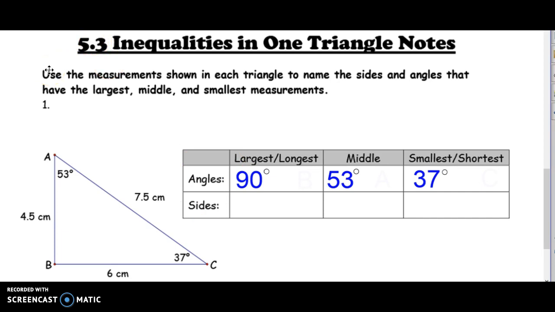Did you put them in this order? Or instead of using the degrees, did you put in the letters? I'm actually going to be more interested in these letters, and in just a little bit you'll see why. It's going to help us come up with a pattern.